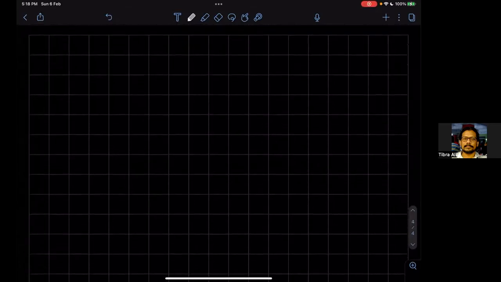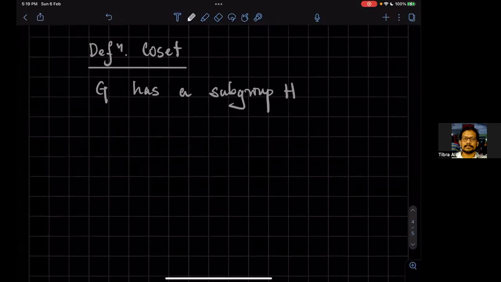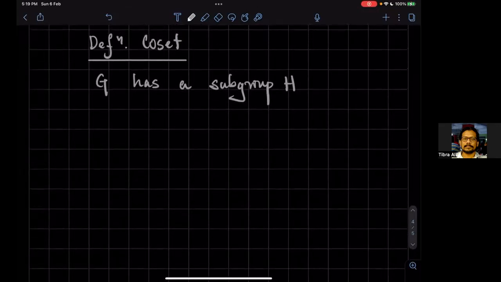So today is lecture 3, and I'll start a little bit from before we left off. I'll start with the definition that I already gave of a coset. This is a very, very important definition. Suppose that we have a group G, and G has a subgroup H. It doesn't have to be a proper subgroup. It can be an improper subgroup as well.